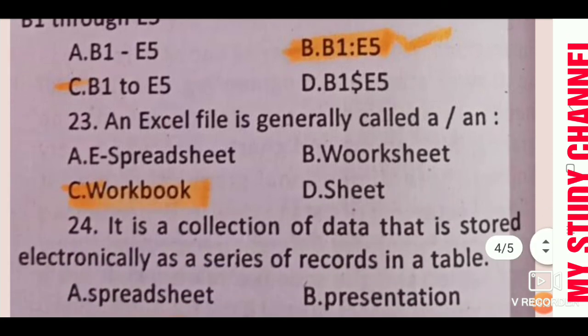Next question is an Excel file is generally called an. What do we call an Excel file? We call it a workbook. Option C is the right answer. An Excel file is generally called a workbook.